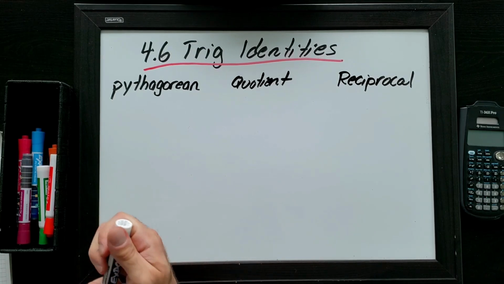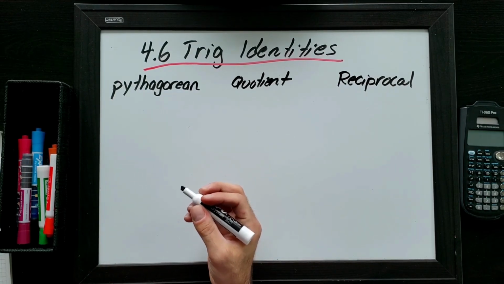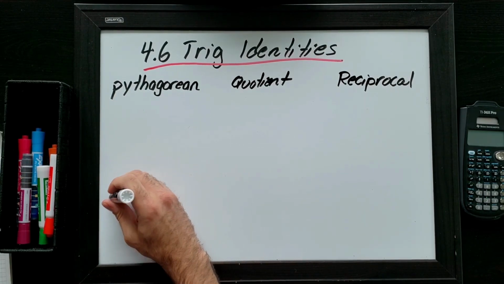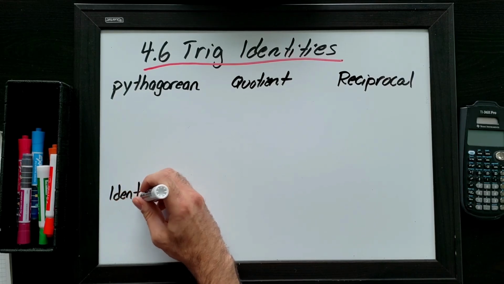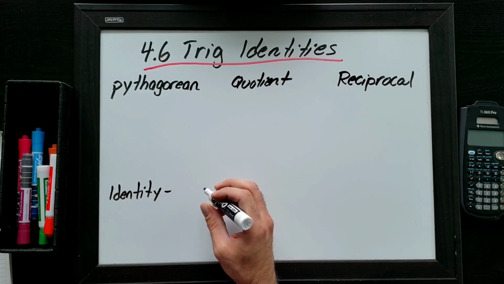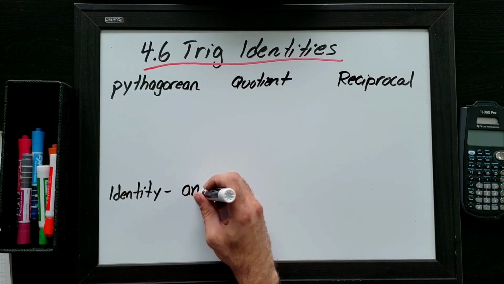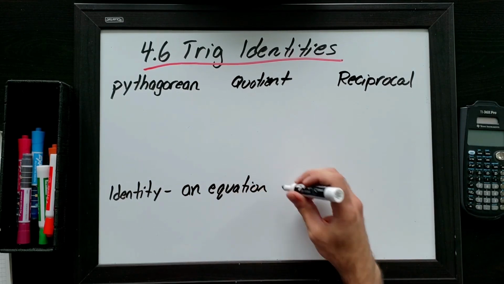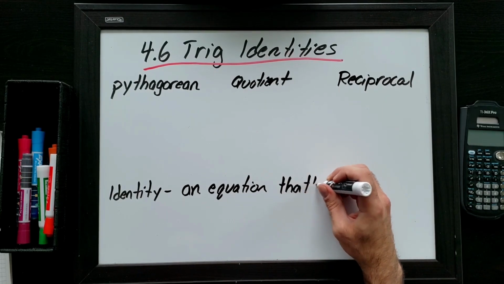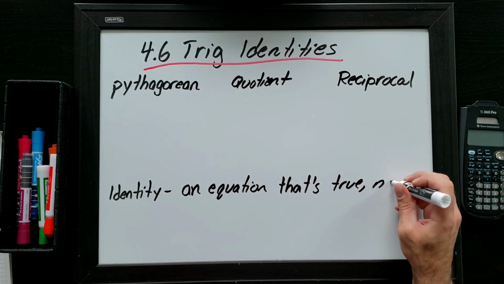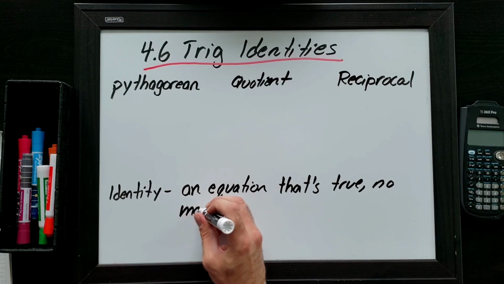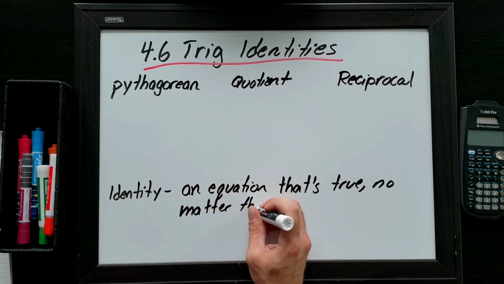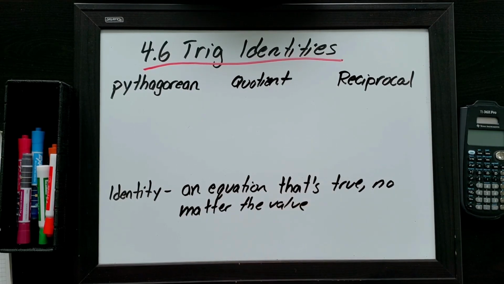So, what is an identity? It's kind of like an equation, so let's just define it here. An equation that's true no matter the value of the variable.